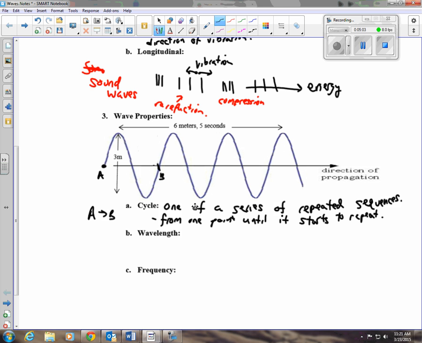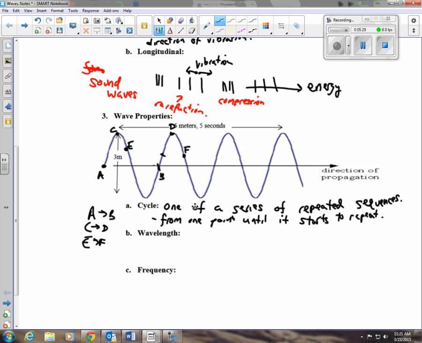Now we don't have to start there. We can start at the top here. C to D is one cycle. Or I can start anywhere on the wave. I can start here, and then I would have to go all the way over here where I'm repeating. It's not here, okay, because even though it's the same height, it's kind of going in the opposite direction. So I have to go from E to F for a complete cycle.